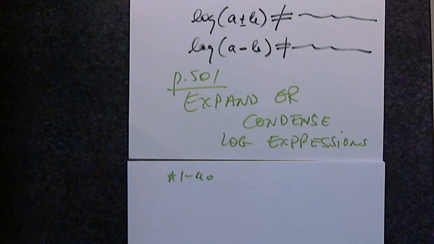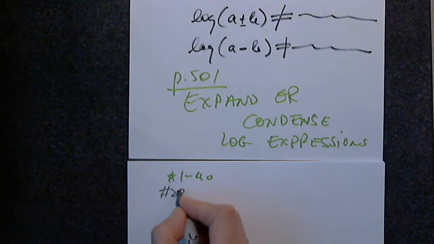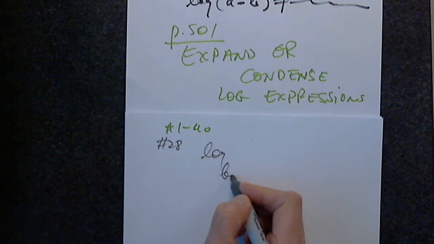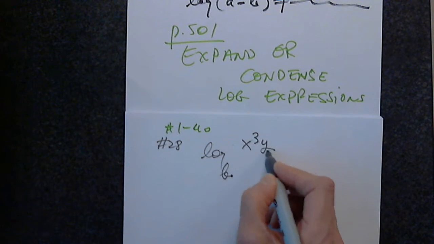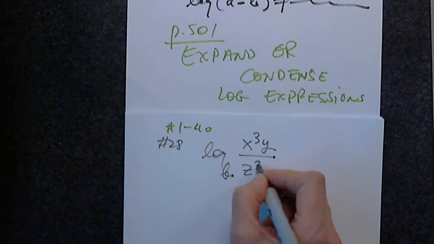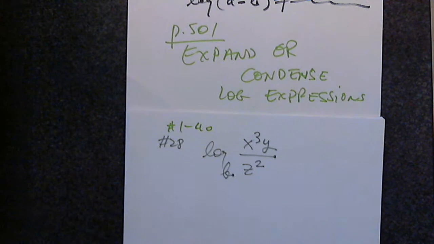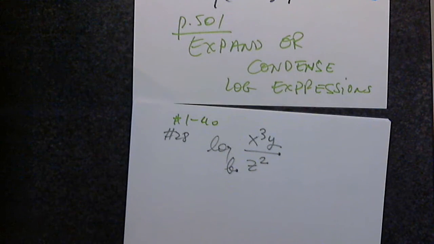I'm going to start with 28 till you choose. You can choose the next one anytime. Log base b of x cubed y over z squared. So confusing. So what are we trying to do? We're trying to apply the 3 properties we have and expand this to very simple logs.